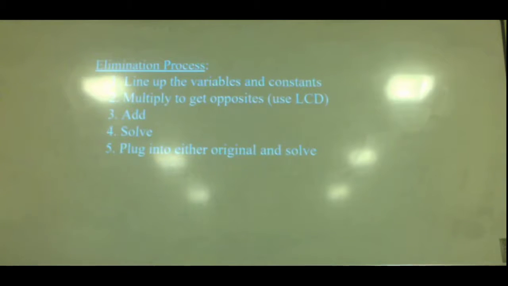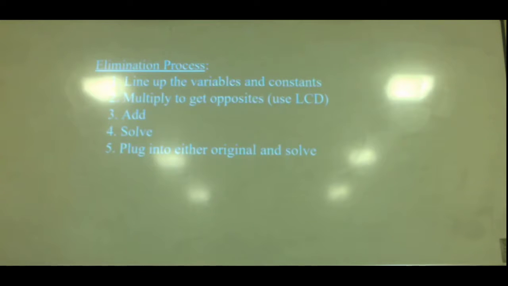First thing, line up the variables and the constants. And they've all been lined up so far, right? We had the x's lined up, and then the y's lined up, and then the equal signs lined up, and then the constants on the other side. You always want to set it up that way if you're going to do elimination. Don't let anything get out of line. Otherwise, it's all messy.